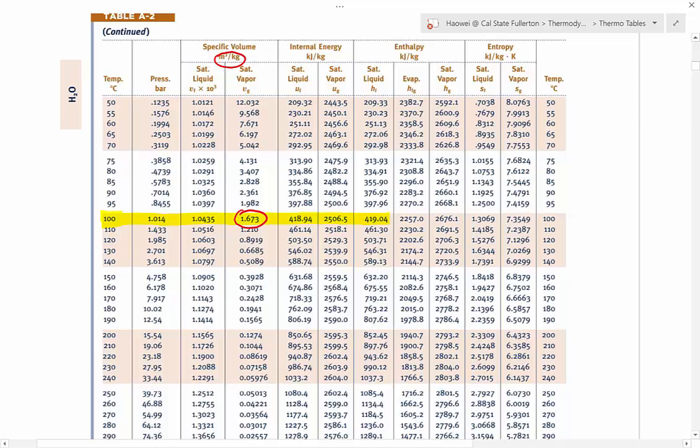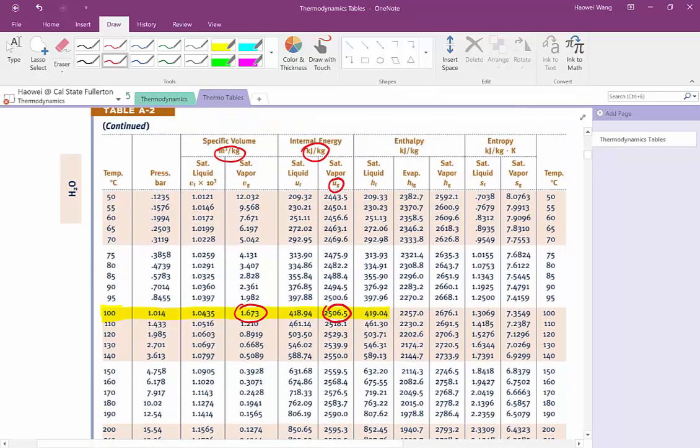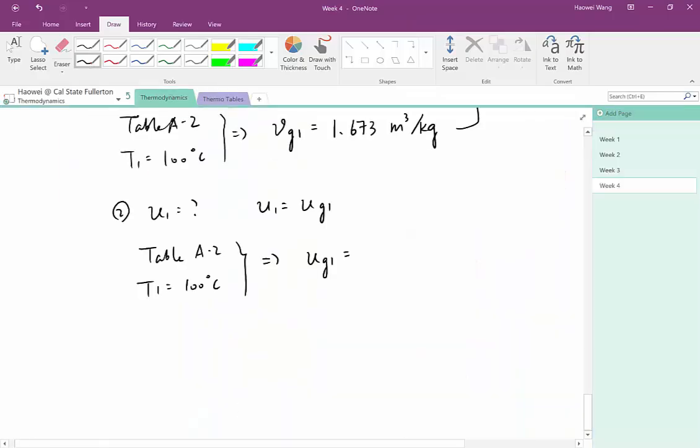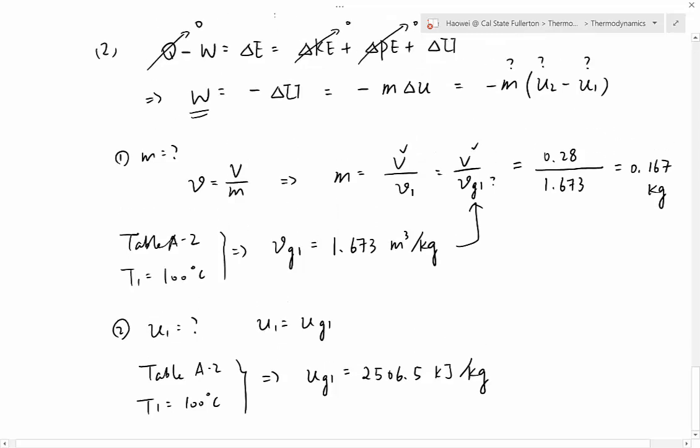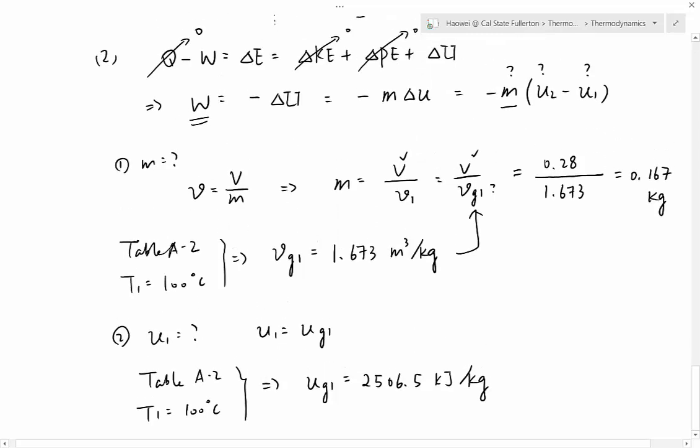We start from 100 Celsius, the highlighted row. And where's UG? UG is here. So the UG we want is 2506.5. And do not forget the unit, kilojoule per kilogram. Now we go back to our notes and copy down this number. UG1 is equal to 2506.5 kilojoule per kilogram. So now we're done with mass and we're done with U1. The only thing left is U2.